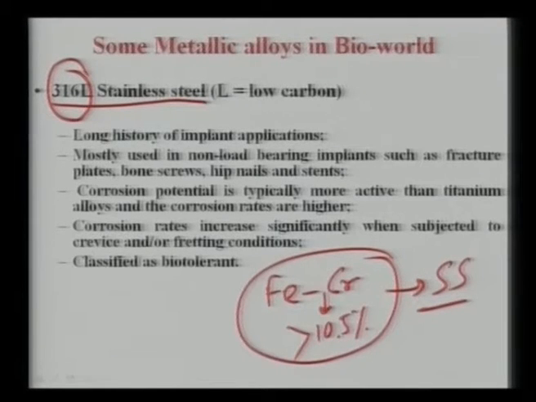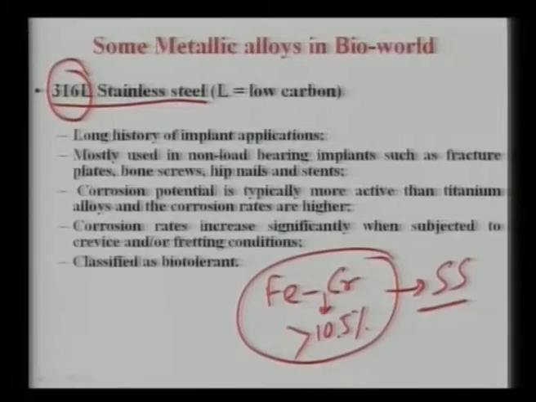You can have a ferritic stainless steel, or you can have a martensitic stainless steel. But the fundamental definition of stainless steel means an alloy of iron with a minimum of 10.5% chromium. Stainless means that if you want to scratch this material, you won't be able to make a scratch, because these materials are extremely resistant to corrosion and wear.